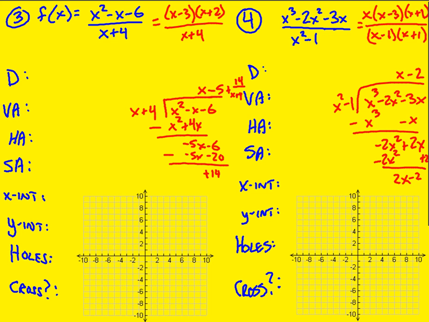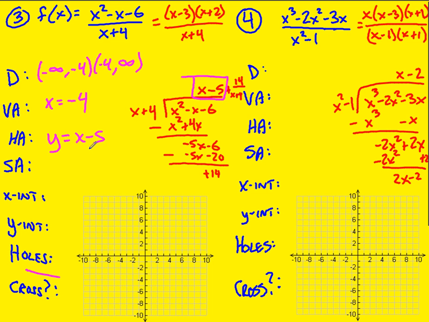Okay? So now let's figure out everything we know. Only domain issue is that x equals negative 4, so it's negative infinity to negative 4, and negative 4 up to infinity. My vertical asymptote, that's what it is. x equals negative 4, because we do not have anything that is canceling out at the moment. So that means that there are no holes in this case here. Okay? Horizontal asymptote is this part right here. So it would be y equals x minus 5, but because there's an x there, it's not the horizontal asymptote.